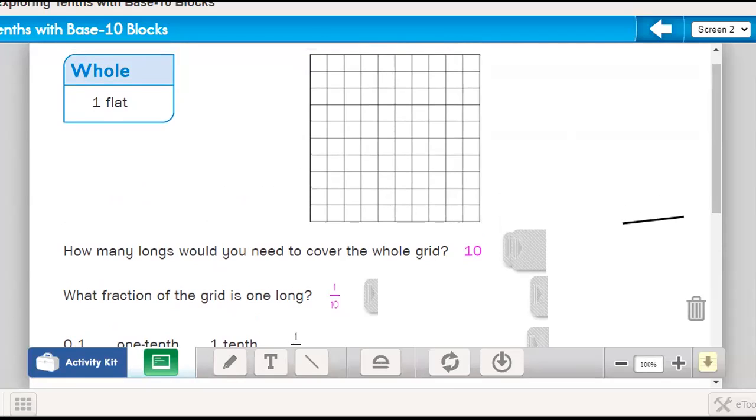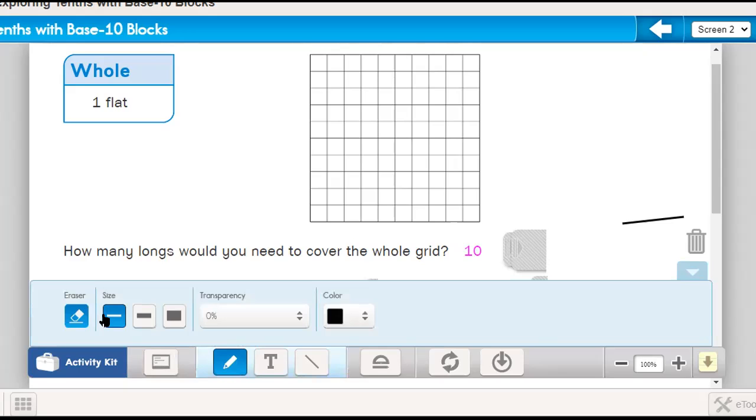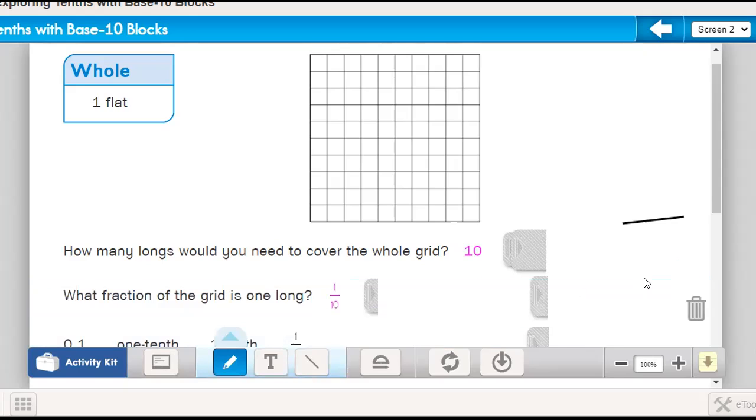So lots of different ways to represent the same thing. Okay, so now we're going to try, how many longs would we need in order to cover, this time, let's say 2/10 of the grid. So 0 and 2/10. How many longs would we need to cover that much? We would cover this whole section here, 1, 2. How would we write that as a fraction? We would go 2 in the numerator over 10.